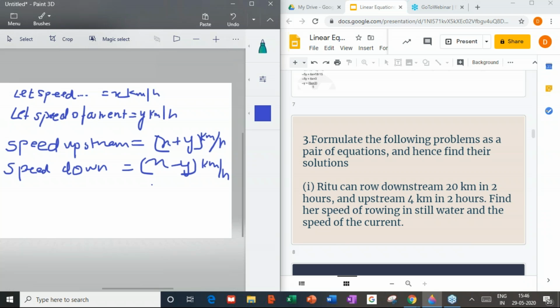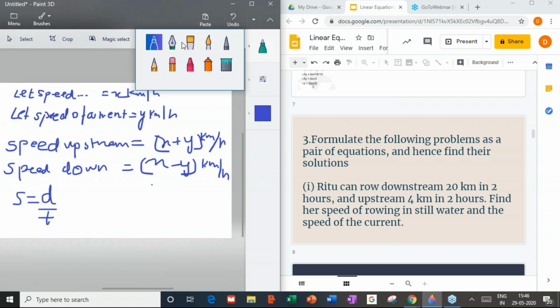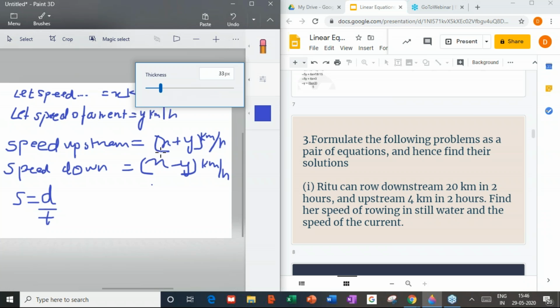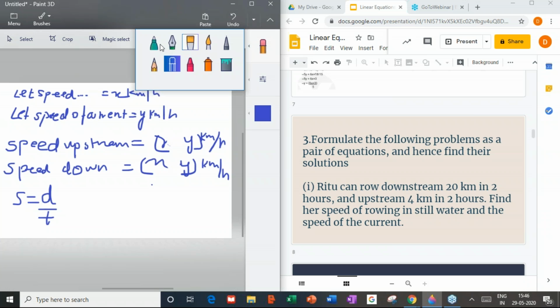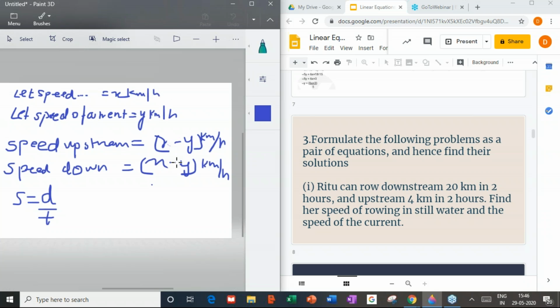Next thing, what do we do? So now we know this equation, the favorite equation, right? Speed is equal to distance upon time. Keep this in mind. Oh yeah, sorry. I made a mistake. Speed upstream should be x minus y. Thank you. So this will be x minus y, and downstream will be x plus y. And now speed is distance by time. We know that. Now use all this information, keep this in mind.